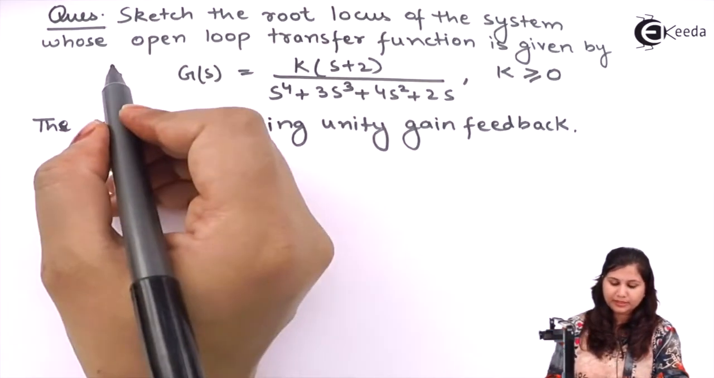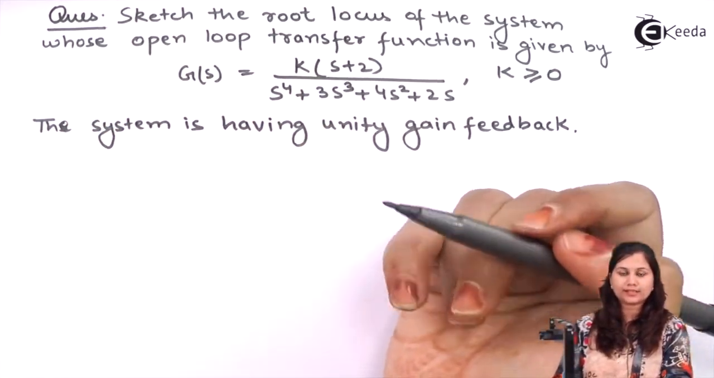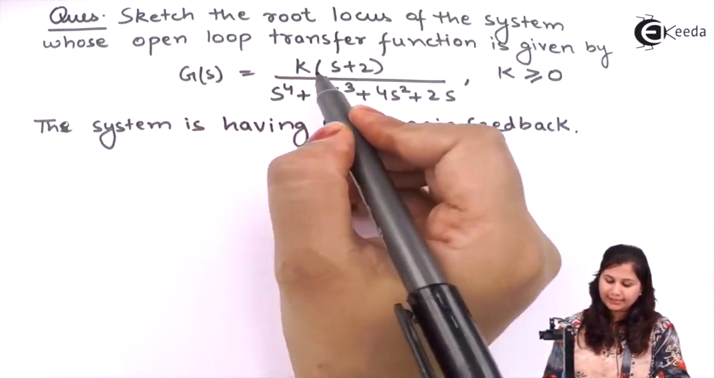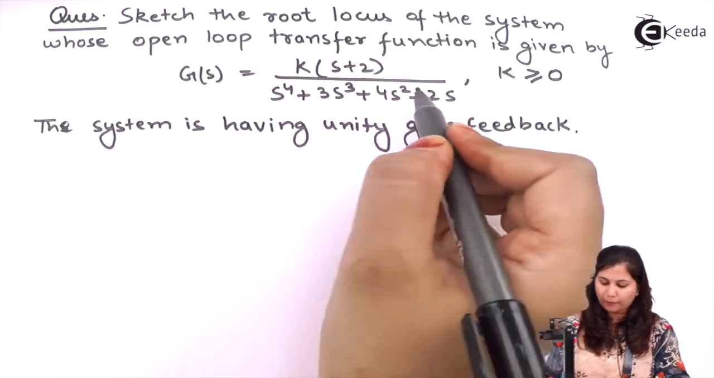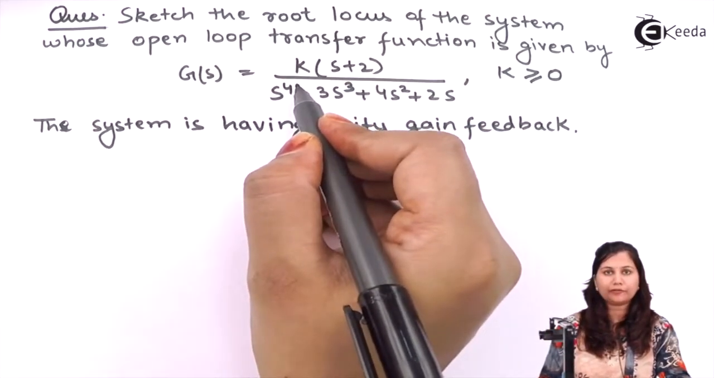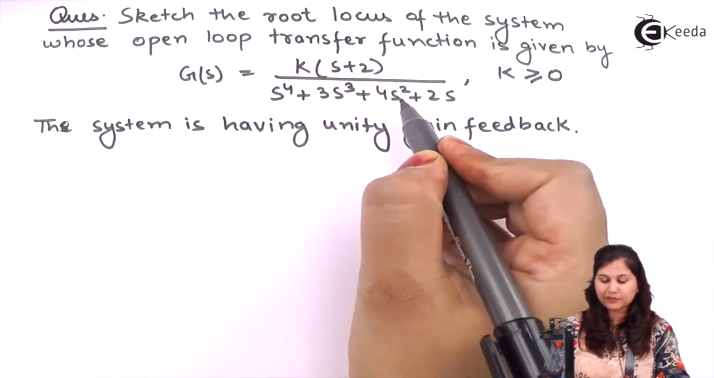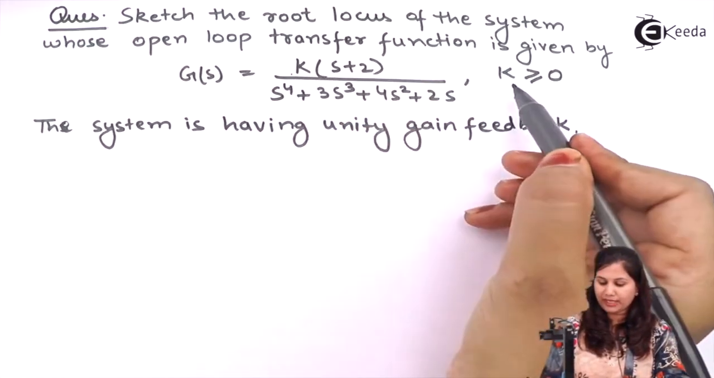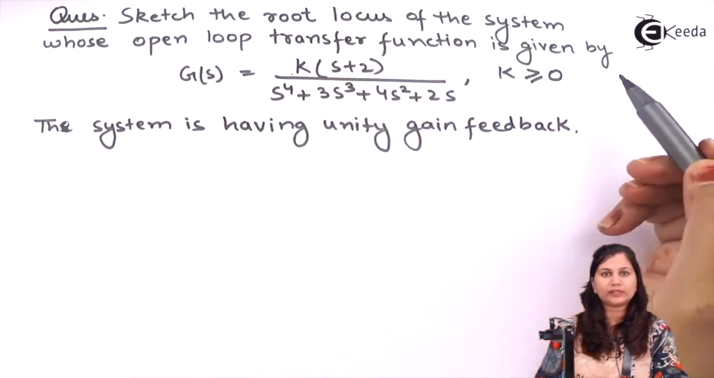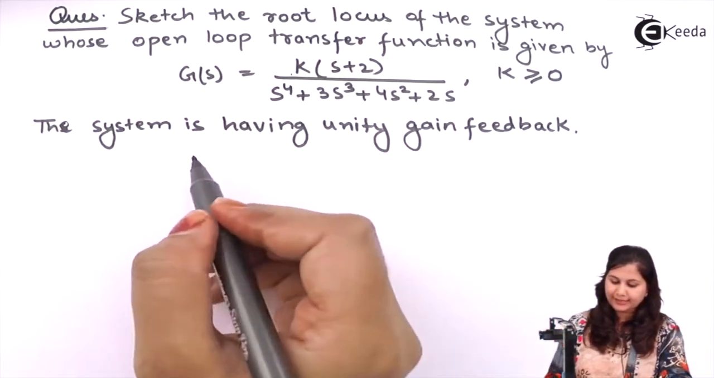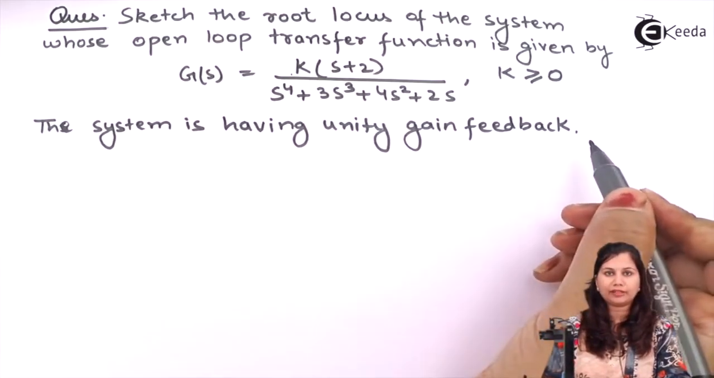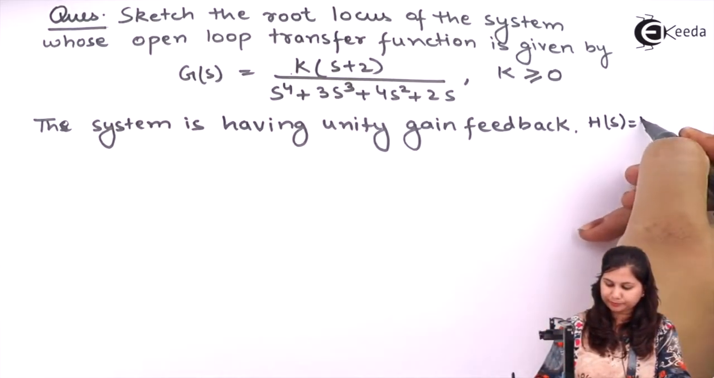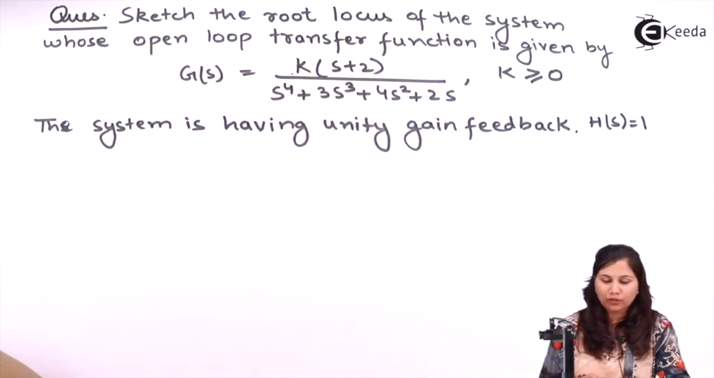So our problem is to sketch the root locus of the system, and the open loop transfer function is given to us as G(s) = K(s + 2) / (s^4 + 3s^3 + 4s^2 + 2s). And here the value of K is greater than or equal to 0. And the system has unity gain feedback, that is H(s) = 1. So let's solve this problem.